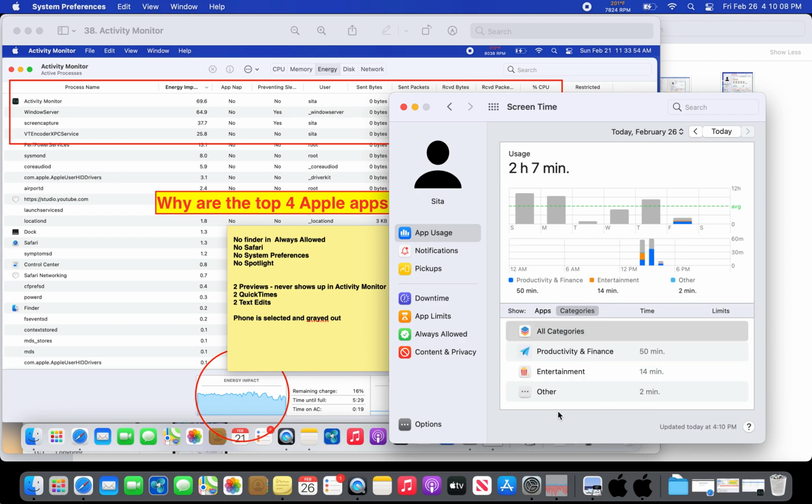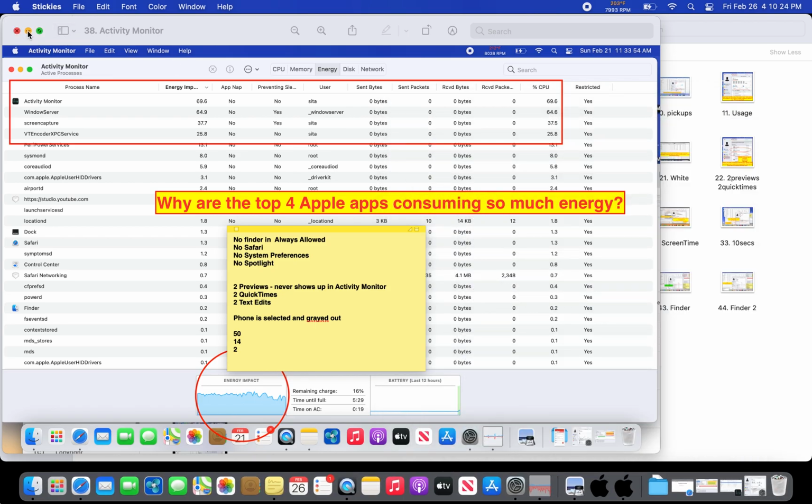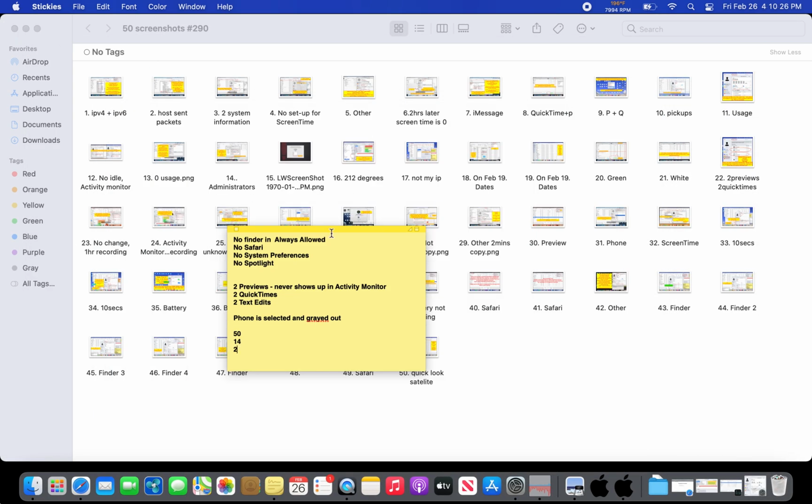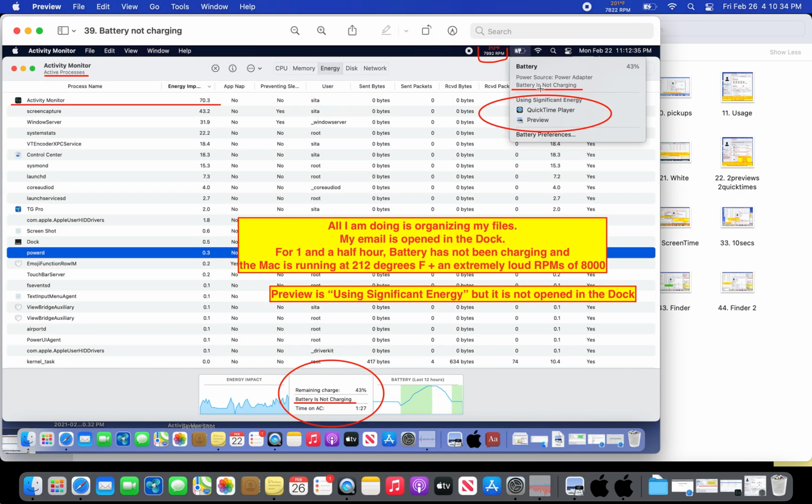Alright, so I'm going to go back to categories here, and this is just at 2 minutes. This is still at 5, 0, 1, 4, and 2. Let's see if it'll move. Okay, I'm going to close that one there. Battery not charging is a constant. We've talked about that. Battery not charging, and there's our friend previewing QuickTime. There's Activity Monitor running at 70%. Any idea why it's running at 70%?